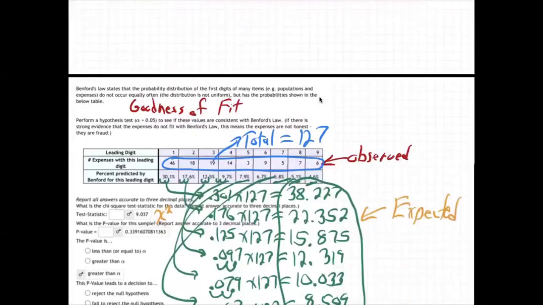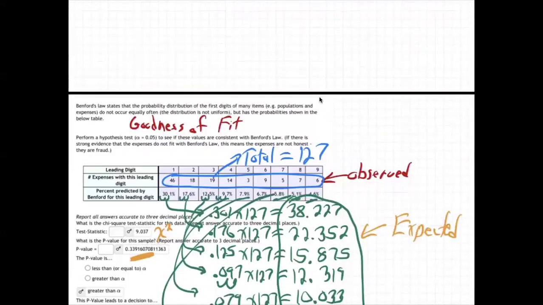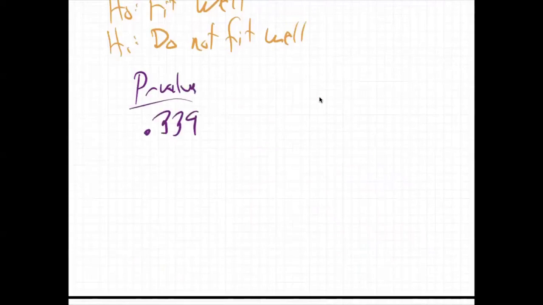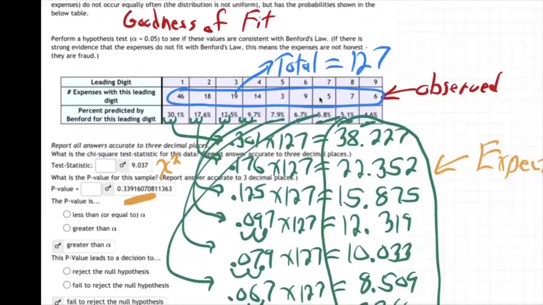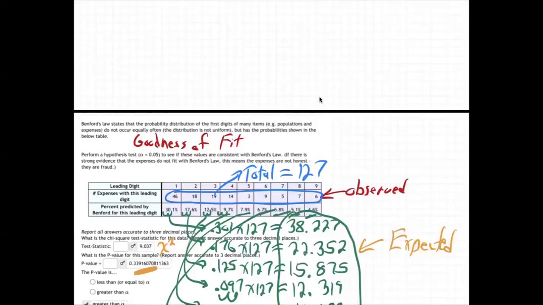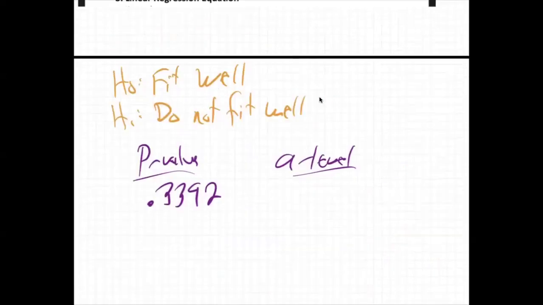So what was our conclusion? Well, here's our p-value, okay? So our p-value is 0.339. Was that higher or lower? The alpha level on this problem is somewhere which I cannot see right now. Oh, there it is, alpha 0.05. All right, so our p-value is clearly greater.